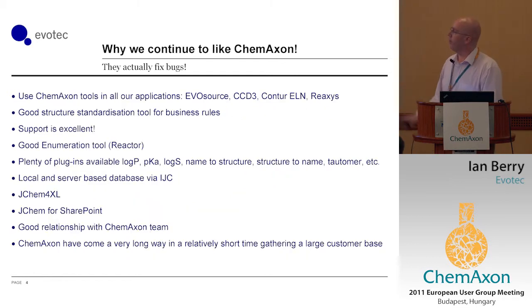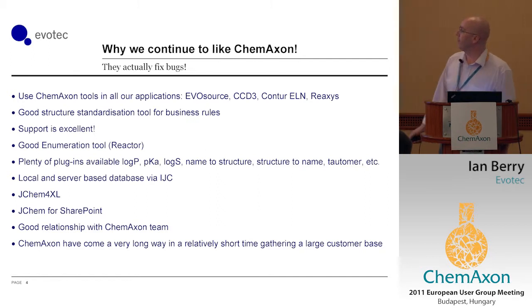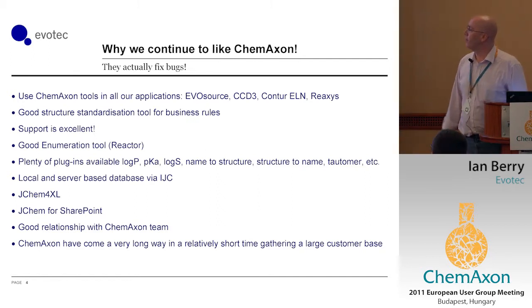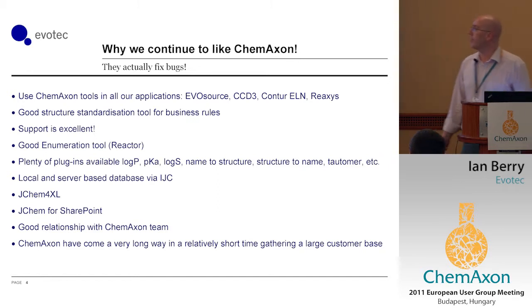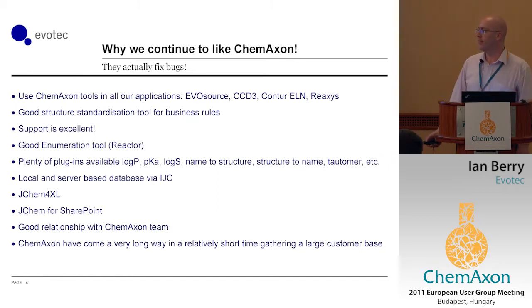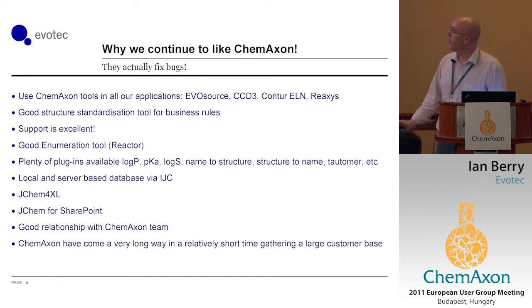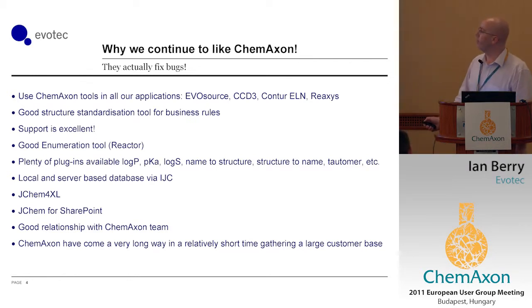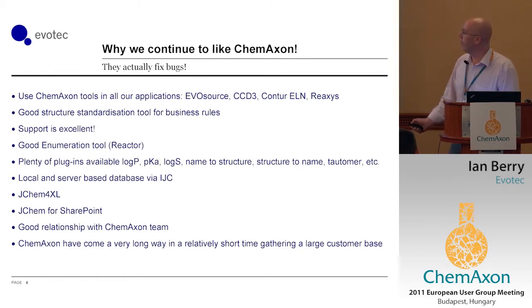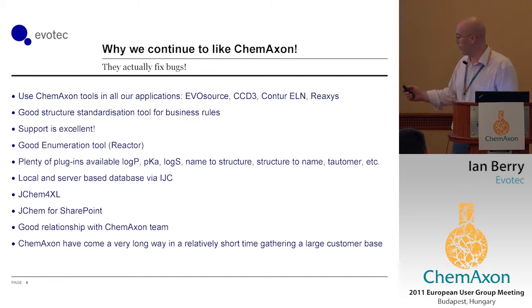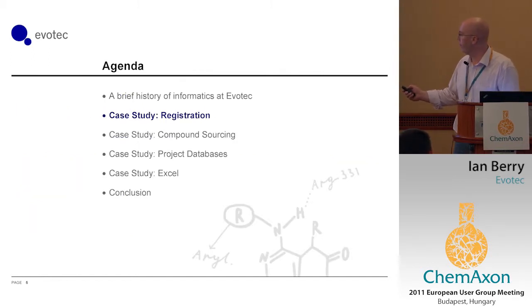So this is a quick slide as to why we continue to like ChemAxon. We use ChemAxon tools in pretty much all of our in-house applications and ones we purchase. We do tend to purchase software where we can use the ChemAxon tools where they're plugged in already, or available to plug in, so Contour-ELN and Reaxys. The good structure standardization tools, the support is excellent. So if you want something fixed, they're pretty good at fixing it. And there are lots of other things down here as to why we like staying with ChemAxon.